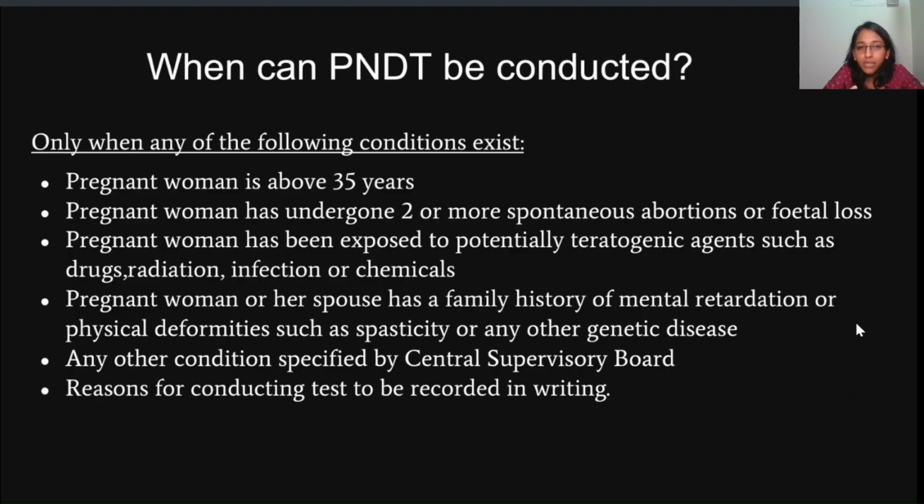So it can be conducted when the pregnant woman is above 35 years, to rule out genetic disorders like Down syndrome; when a pregnant woman has undergone 2 or more spontaneous abortions or fetal loss, in order to know whether a chromosomal anomaly is repeated; or when the pregnant woman has been exposed to potentially teratogenic agents such as drugs, radiation, infection or chemicals in the first trimester mainly.